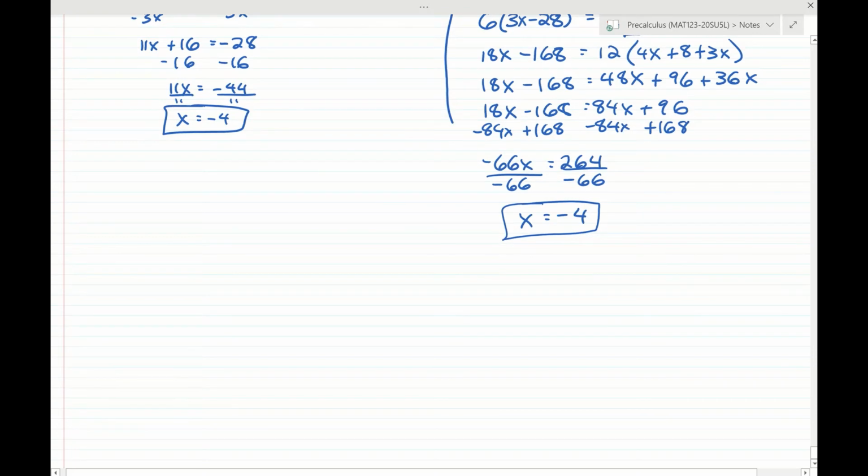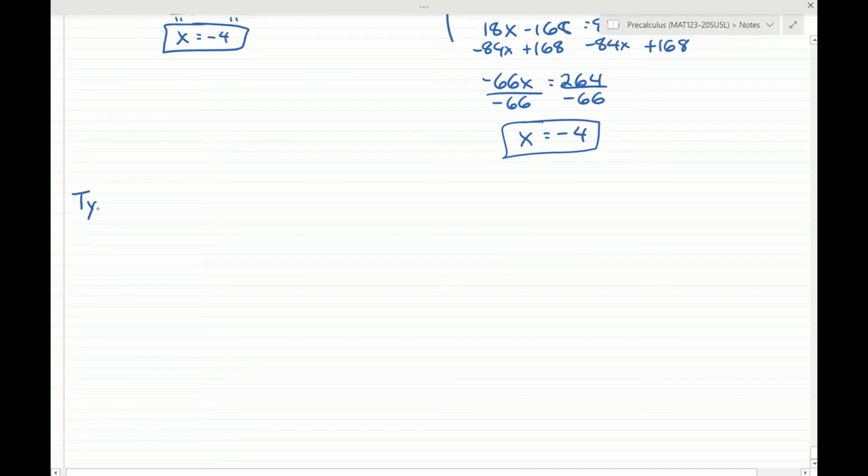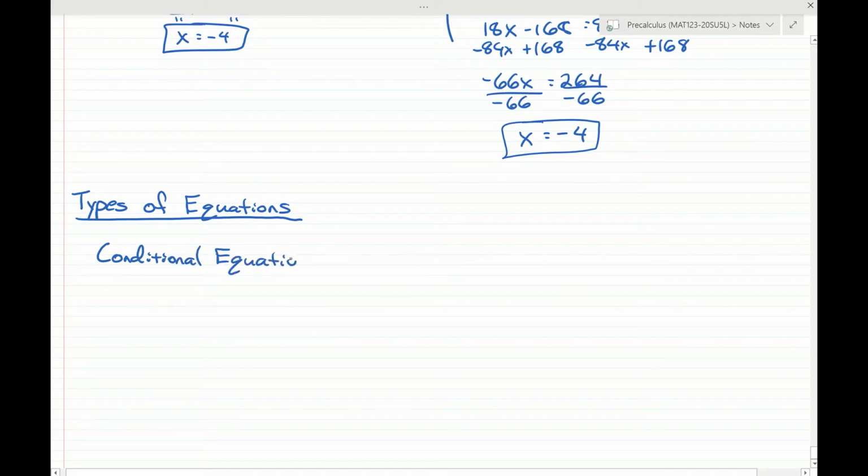All right, so now let's talk about different types of equations. One type of equation is called a conditional equation. Now, a conditional equation is what we're used to, like what we just did here, where we get x is equal to one number, like x is equal to -4. If there's one solution, that type of equation is called a conditional equation.